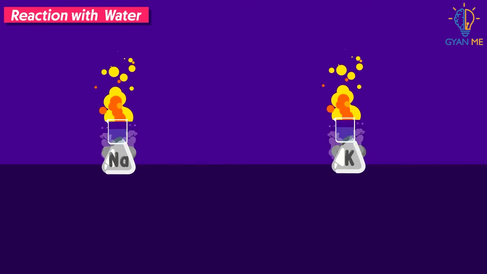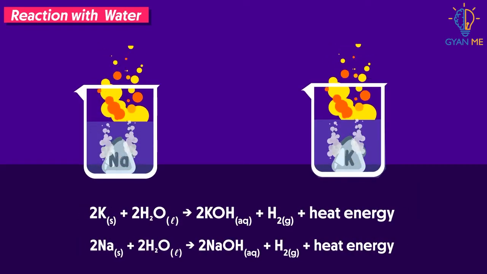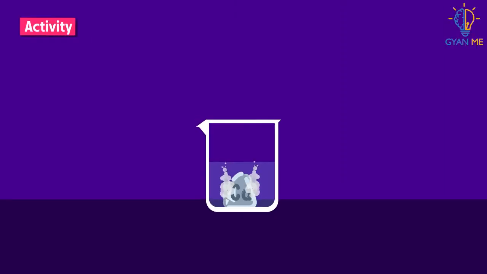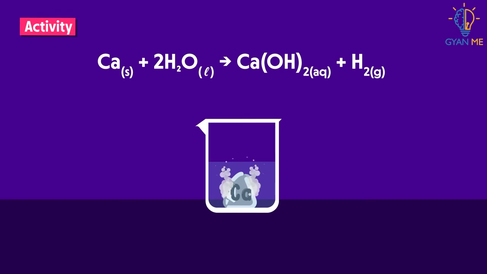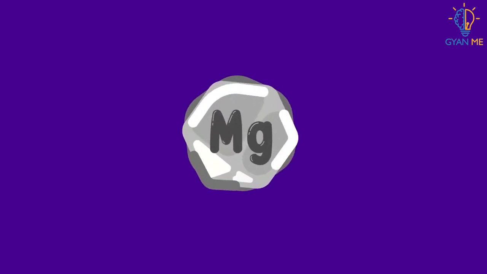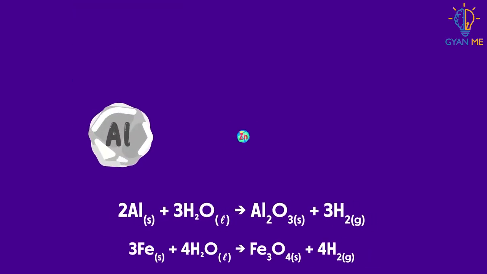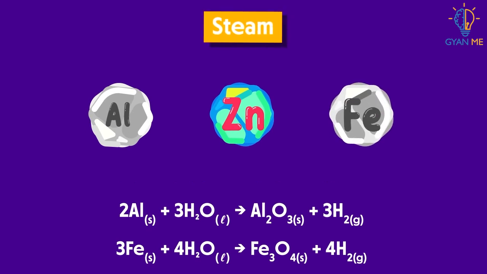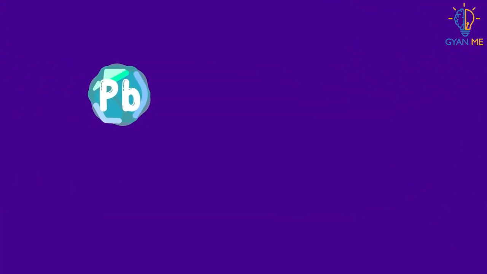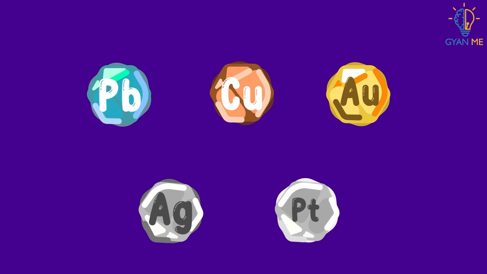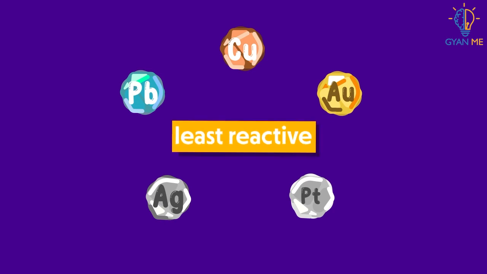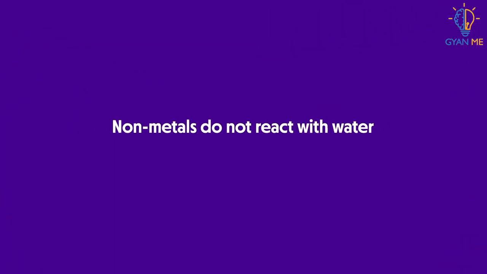So students, in this video, we saw that metals like potassium and sodium react with cold water vigorously, which means that they are highly reactive metals. Calcium reacts with cold water but less vigorously as compared to sodium and potassium. We also learned that metals like magnesium react with hot water, while aluminium, zinc and iron react with steam. This means that they are less reactive comparatively. Metals like lead, copper, gold, silver and platinum do not react with any form of water at all, which means that they are least reactive. We also learned that non-metals do not react with water.